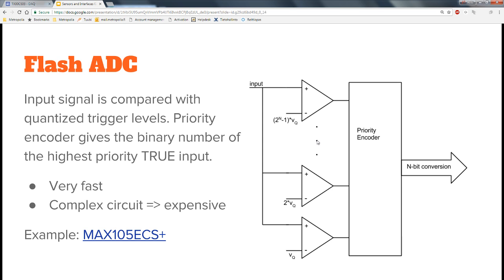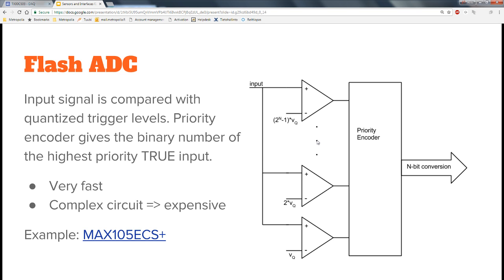If we had a parallel set of these 1 bit A to D converters with reference levels which are basically n times the digitizing level, so those are basically digitizing levels. If you have an 8-bit flash A to D converter, there are 255 comparators inside, and the reference levels are separated so that you have all the bits there.